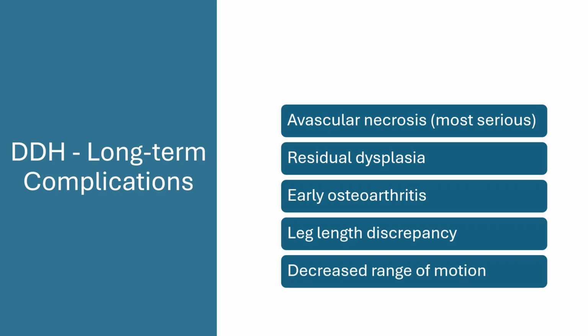Residual dysplasia occurs when the acetabulum fails to develop normal depth and coverage despite treatment, creating ongoing instability and abnormal joint mechanics. Early osteoarthritis develops because abnormal joint mechanics create increased wear patterns that accelerate cartilage breakdown. Leg length discrepancy results from altered growth patterns in the affected hip, while decreased range of motion reflects joint stiffness from prolonged abnormal positioning. These complications underscore why DDH treatment focuses not just on immediate reduction, but on creating optimal conditions for normal long-term hip development and function.